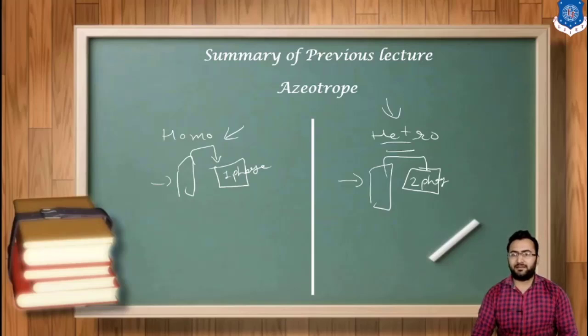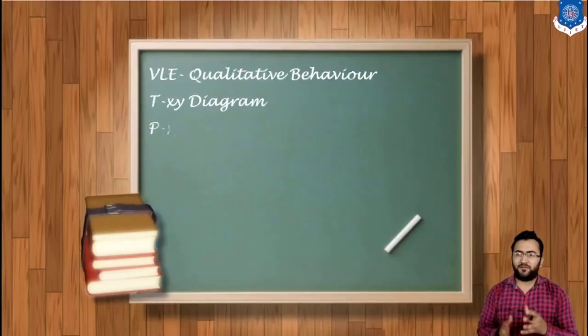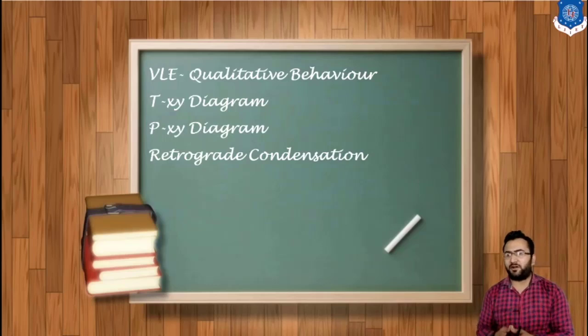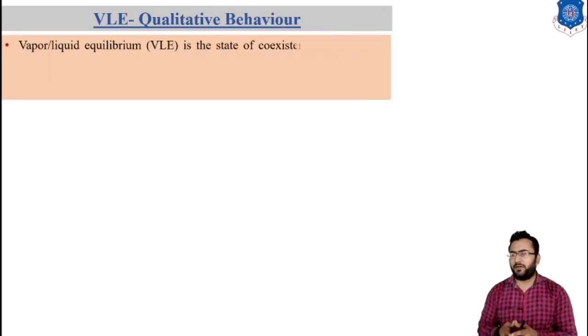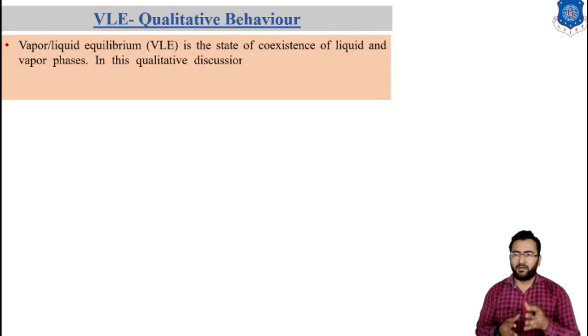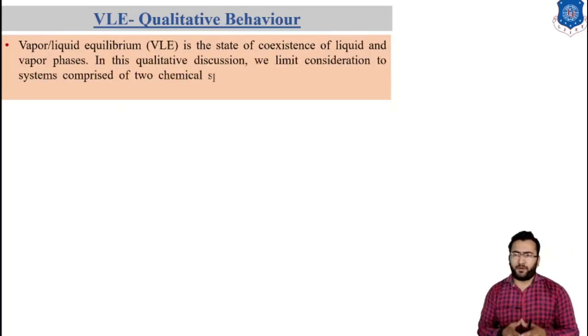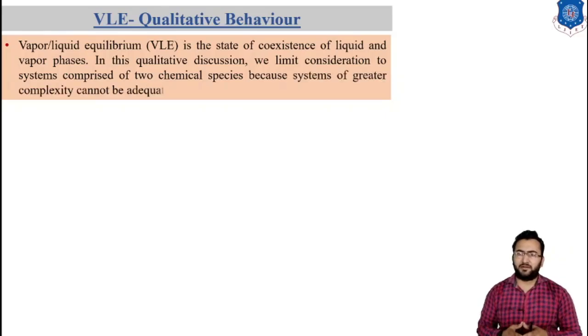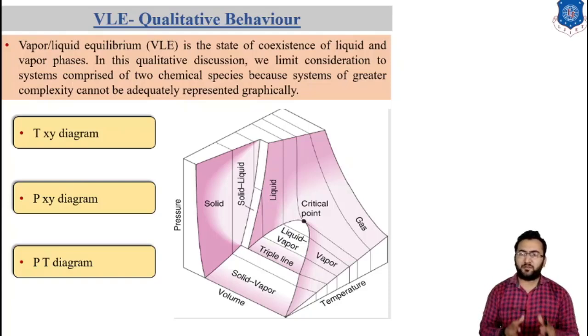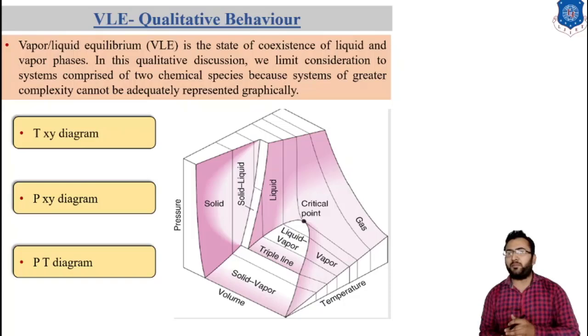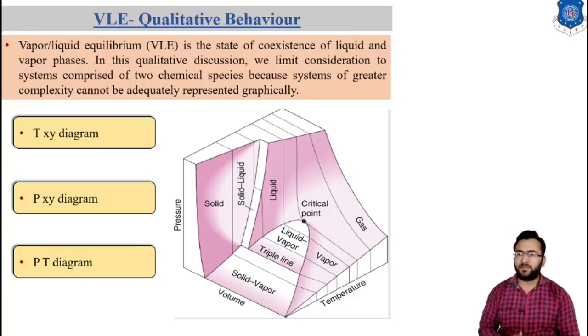Now in this lecture we are going to discuss the VLE qualitative behavior, which can be understood from the TXY diagram, PXY diagram and retrograde condensation. Let's first talk about the VLE qualitative behavior. Vapor liquid equilibrium is a state of coexisting liquid and vapor phases. In this qualitative discussion, we limit the consideration to systems of two chemical species, because systems of greater complexity cannot be adequately represented graphically. So we are just going to use a two chemical species system, or binary system.